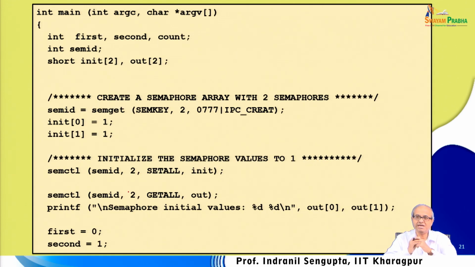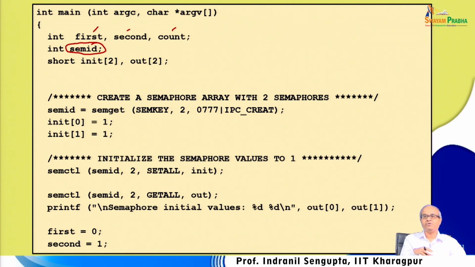This is my main function. We are defining some variables first: first, second, count, and there is a semaphore ID. Like you recall, for shared memory we had defined a shared memory ID. Exactly similar here, for semaphores we are defining a semaphore ID.